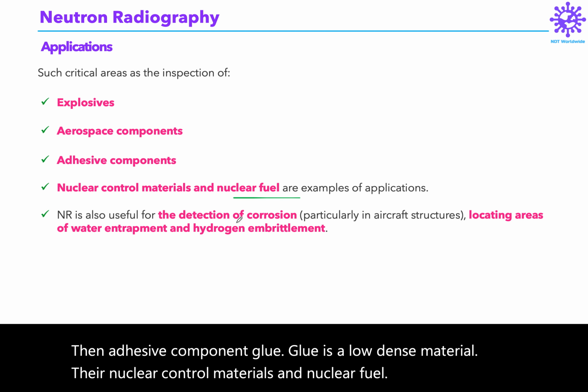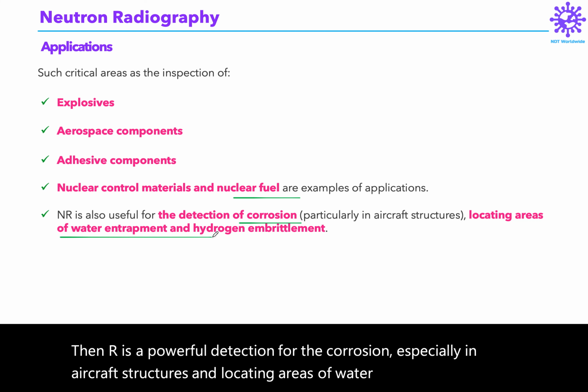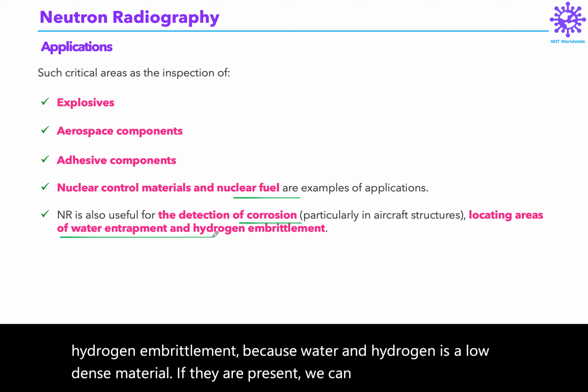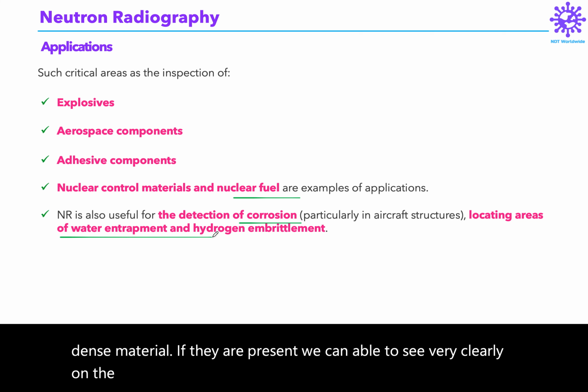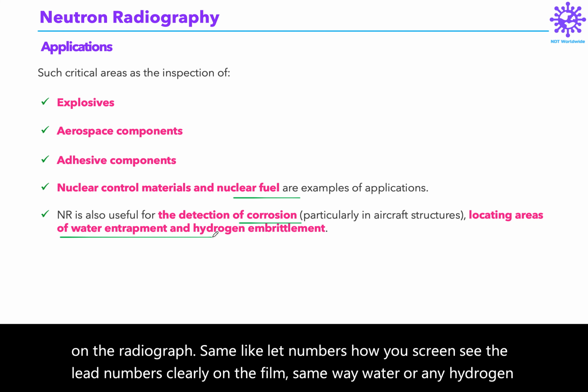NR is also a powerful detection method for corrosion, especially in aircraft structures, and for locating areas of water entrapment and hydrogen embrittlement, because water and hydrogen are low dense materials. If they are present, we can see them very clearly on the radiograph. Same like lead numbers, how you see the lead numbers clearly on the film, in the same way water or any hydrogen related things we can see on the screen.